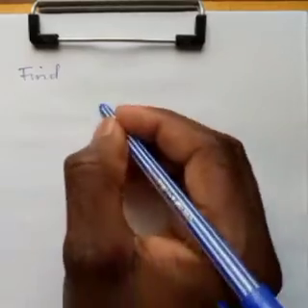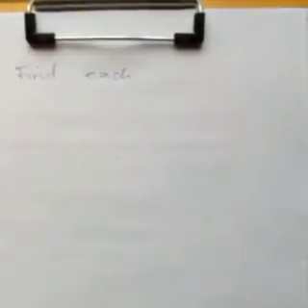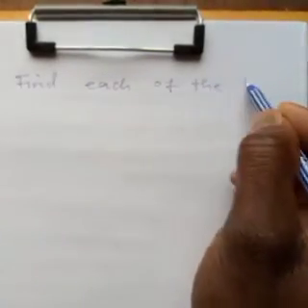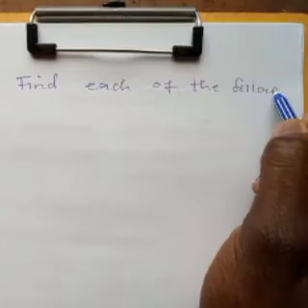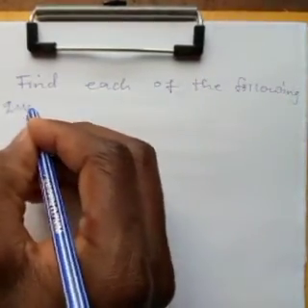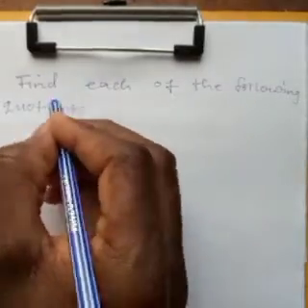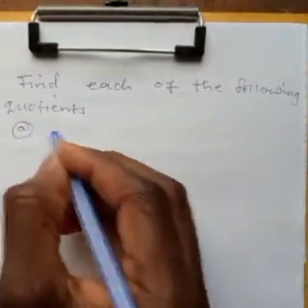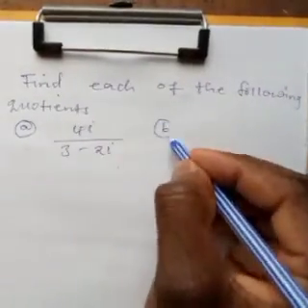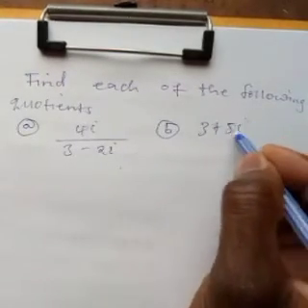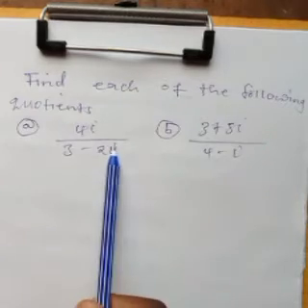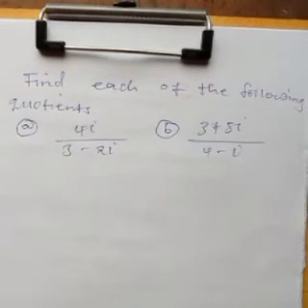Find each of the following quotients. So if A is written as 4i over 3 minus 2i, then B is written as 3 plus 5i over 4 minus i. Remember, I'm saying the denominator shouldn't have a complex number.